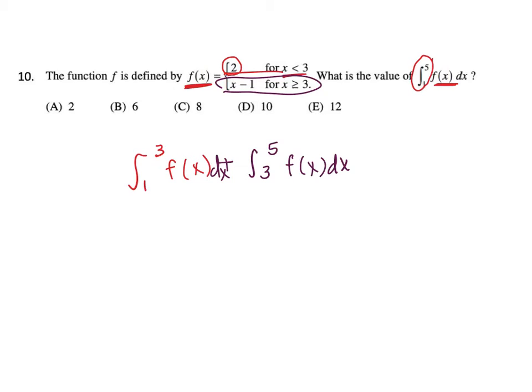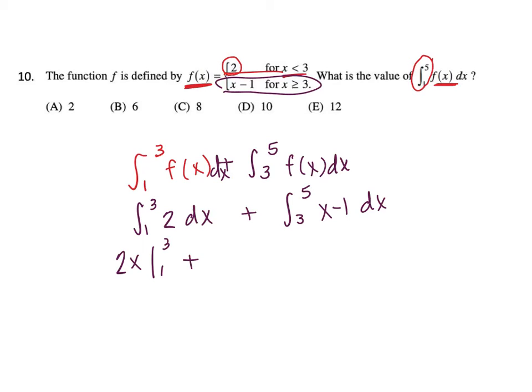So for the first one, we're really integrating from 1 to 3 of 2 dx plus the integral from 3 to 5 of x minus 1 dx. And so if we integrate 2, we have 2x, and that's evaluated from 1 to 3. And if we integrate x minus 1, we're going to have x squared over 2 minus x, and that's evaluated from 3 to 5.